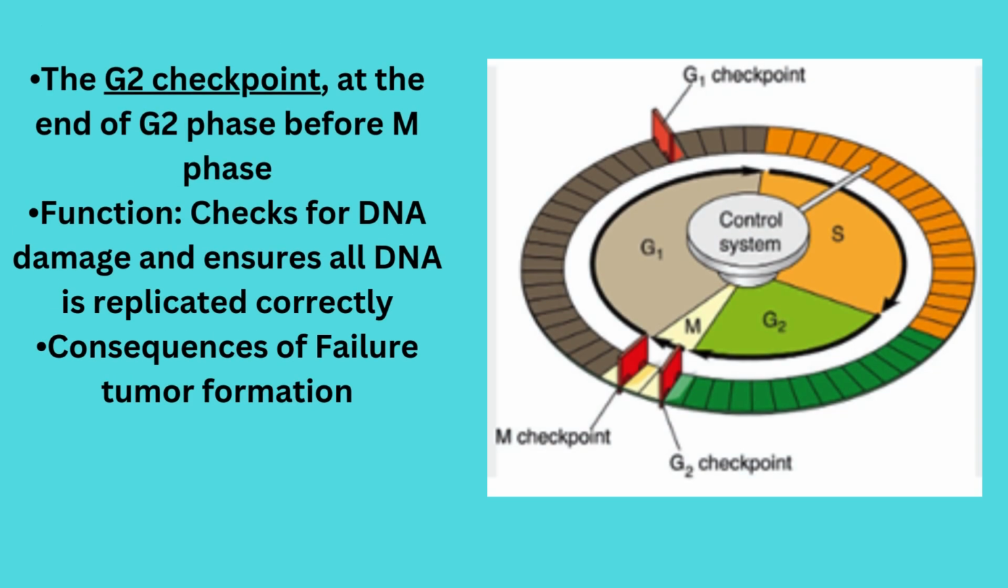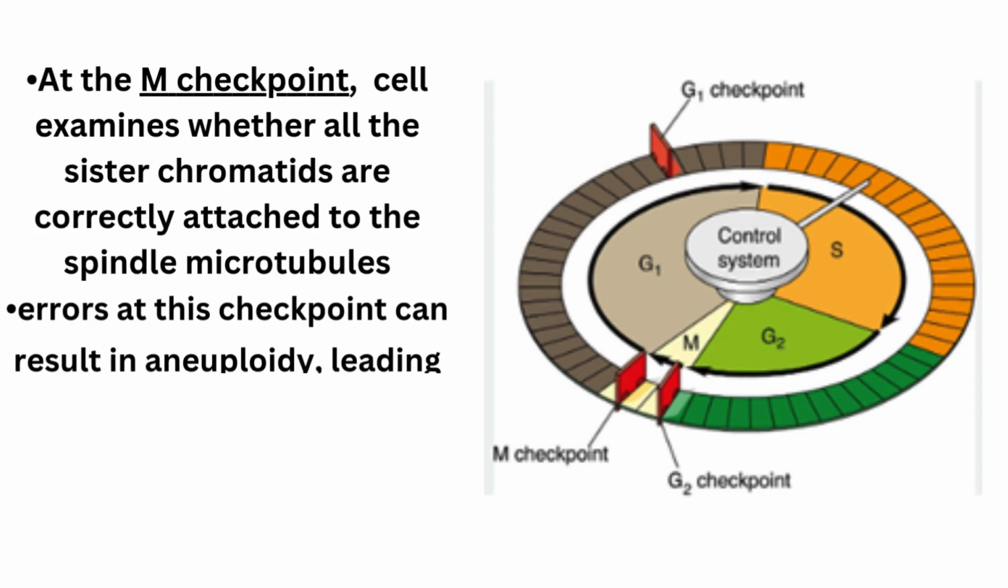We also discussed the G2 checkpoint. The G2 checkpoint was also very crucial. It is located at the end of G2, before M phase. Its function was to check for DNA damage and also to check that all the DNA is replicated correctly. If all the DNA is replicated correctly, then it will allow the cell to proceed to the next phase. But if there is a failure in the G2 checkpoint, the consequences include tumor formation.